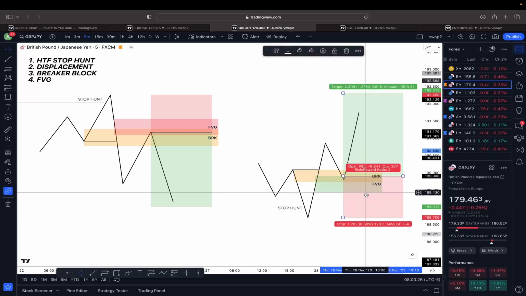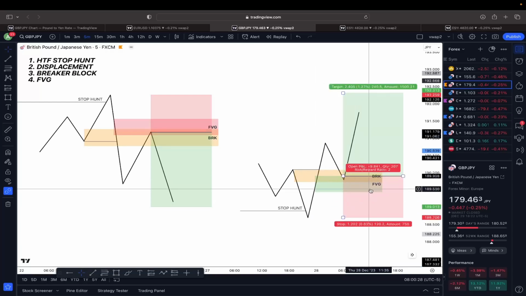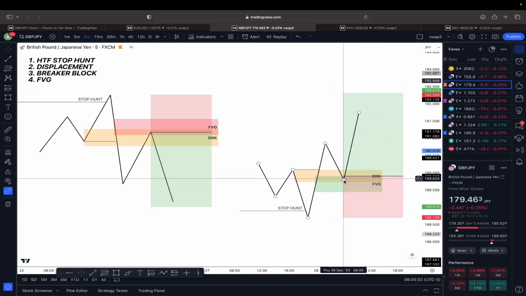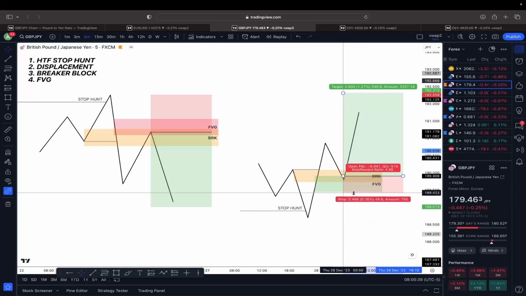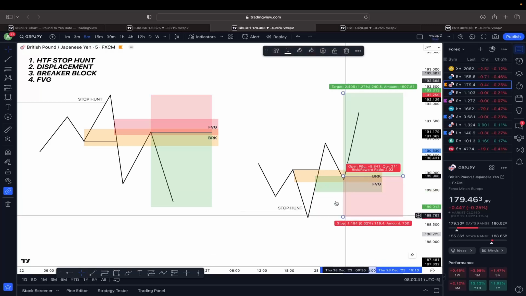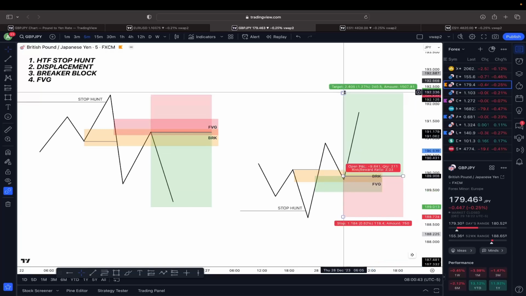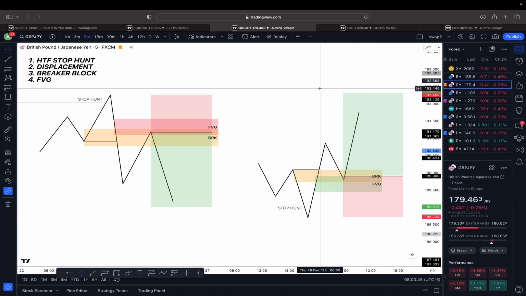So we set our limits, or we market execute when we get that retracement into this alignment or the overlap of the breaker block and the fair value gap. Stop loss at the low or at the bottom of the fair value gap, whichever you choose, with either a fixed 2 risk reward, or go and target the next draw on liquidity.